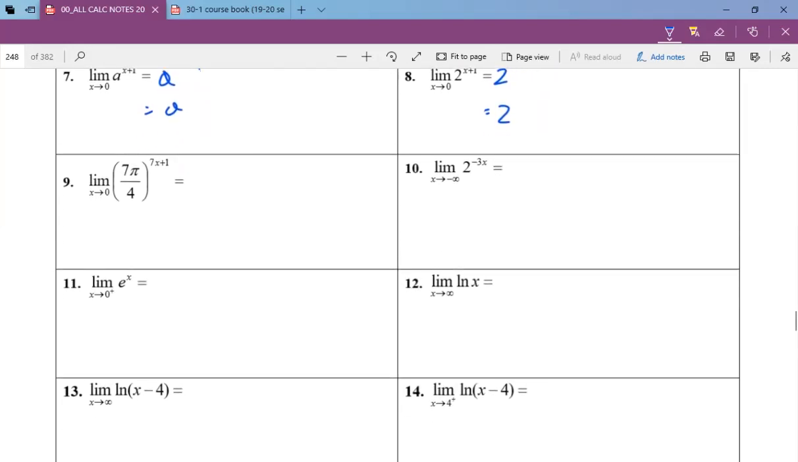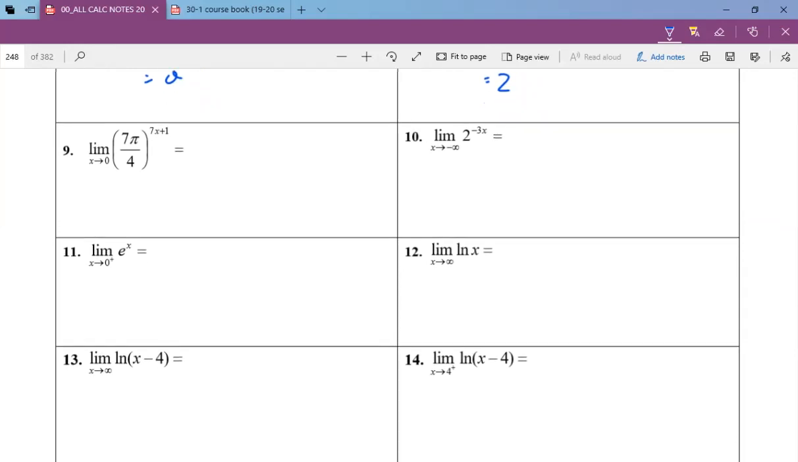No big deal. It can look a little clunkier like this: the limit of 7π/4, it's just a constant, to the 7x plus 1 as x goes to 0 is just equal to 7π over 4.